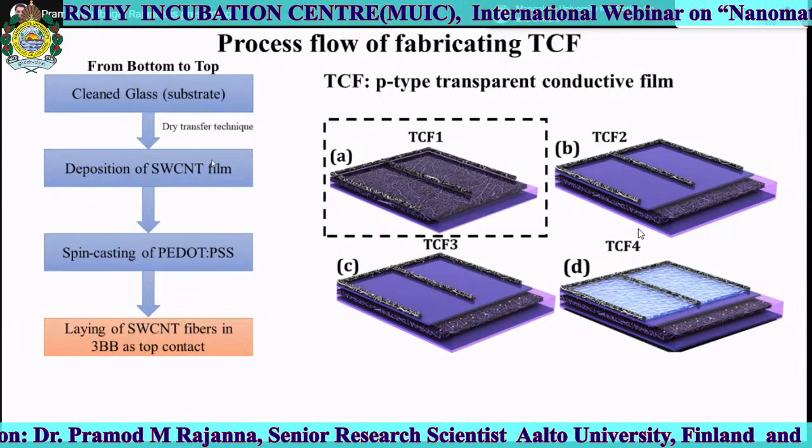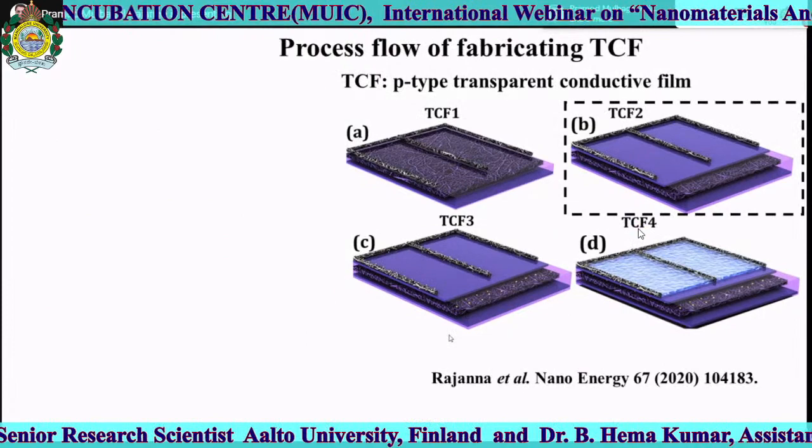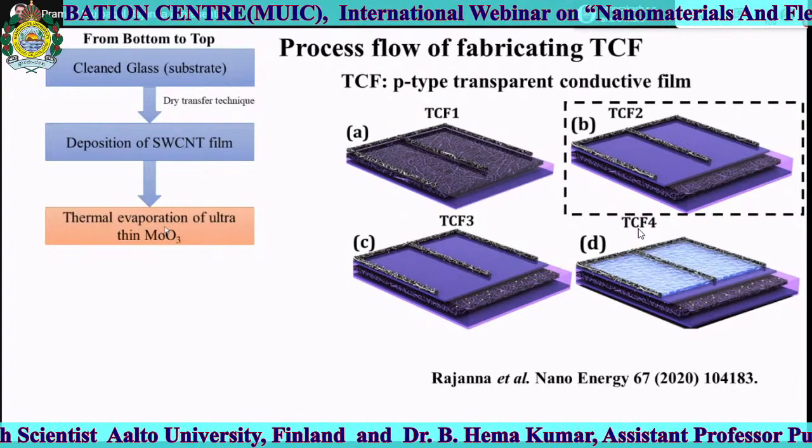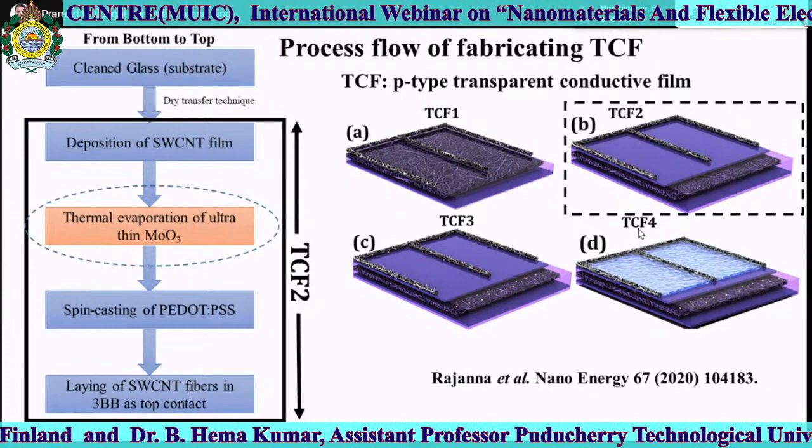And so this whole stack formed TCF1, which is basically the carbon nanotube, PEDOT:PSS, and the fibers. In TCF2, we use the same approach of the carbon nanotube dry transfer, and then we evaporate an ultra-thin layer of molybdenum oxide on top of the carbon nanotube, and then we spin coat the PEDOT:PSS and have the carbon fibers laid. So this whole stack forms the TCF2.